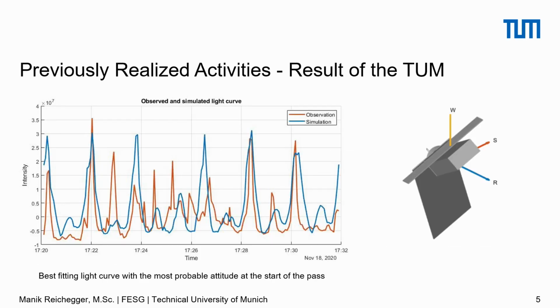The figure on the right shows the starting attitude of the satellite at the beginning of the pass according to our analysis. We have extracted, for example, a rotation period of 113 seconds, but of course, due to the symmetry of the satellite, it could also be a multiple of it. And this already leads to the problems.